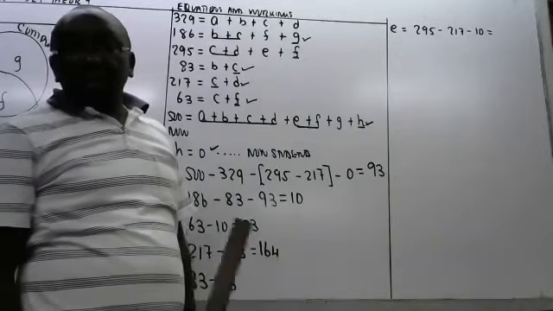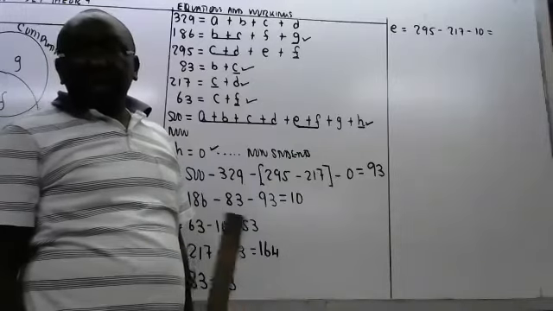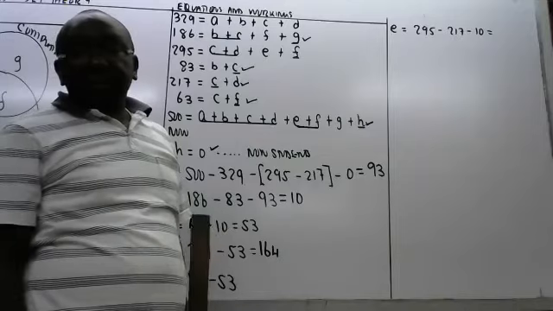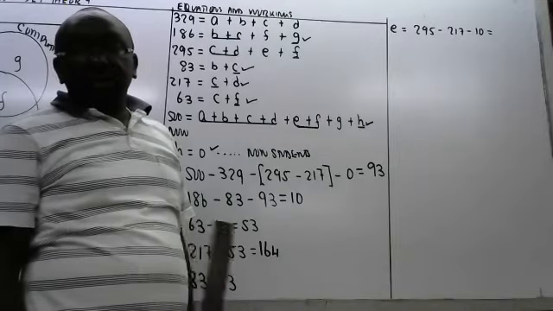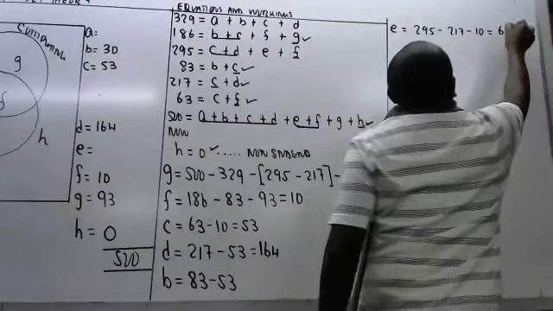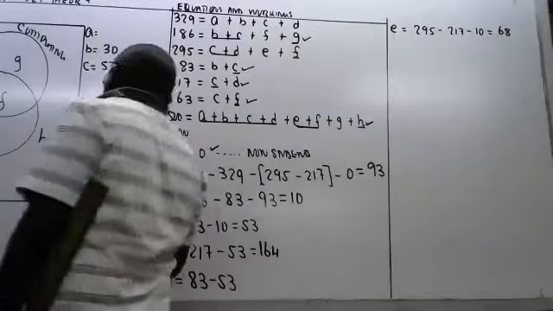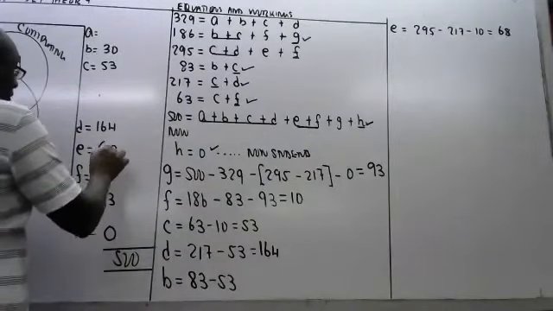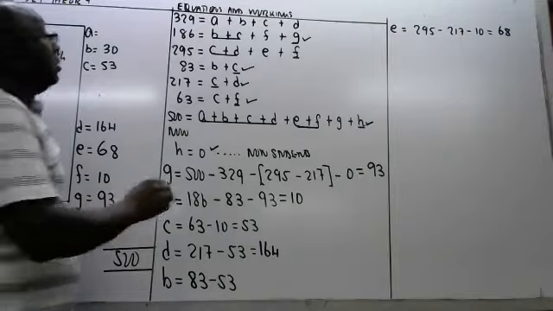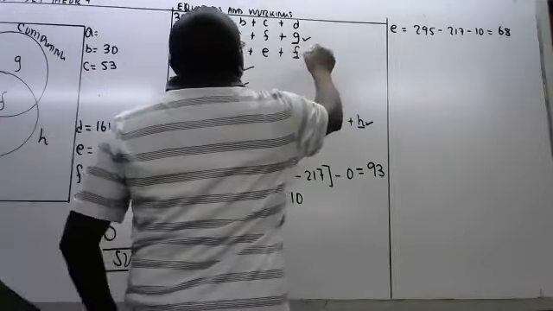Yes, Tiongo. Yes, 68. So you write here your E is 68.